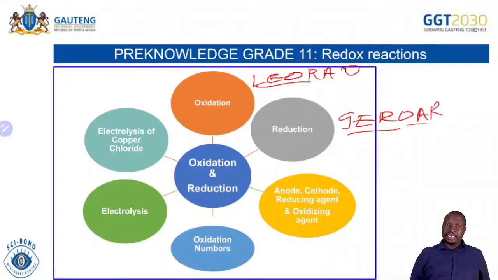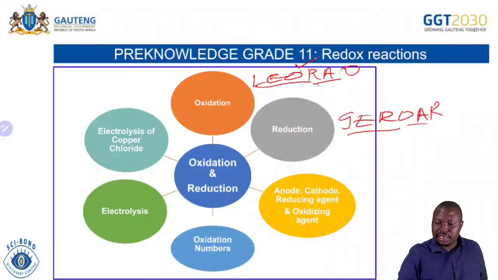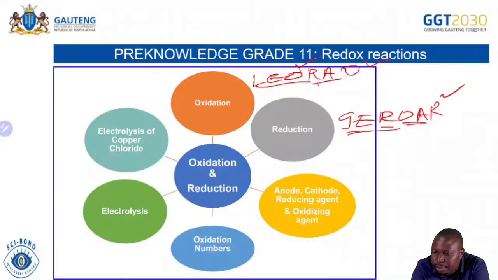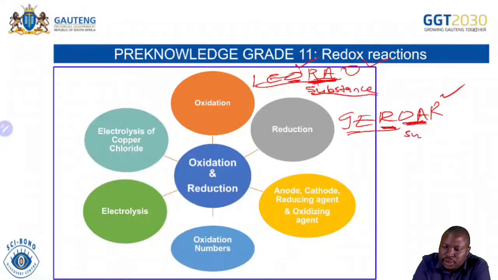So always remember that we have loss of electrons, which is oxidation, and that gives us the reducing agent, which is oxidized. We have gaining of electrons, which is reduction, the oxidizing agent, that is reduced. In that way, you are able to define what a reducing agent is. A reducing agent is a substance that undergoes oxidation. What is the oxidizing agent? It's a substance that undergoes reduction.